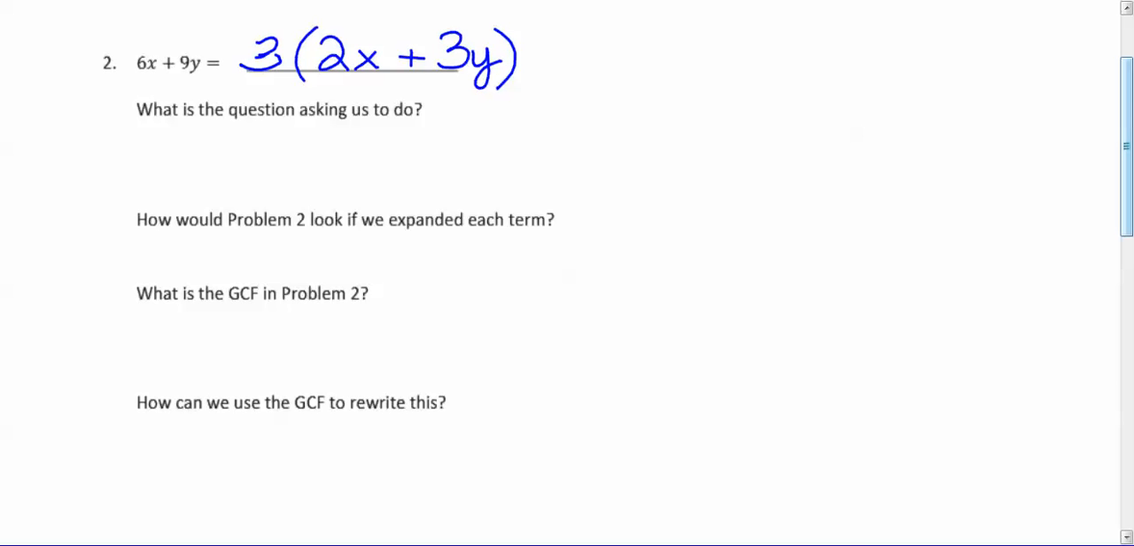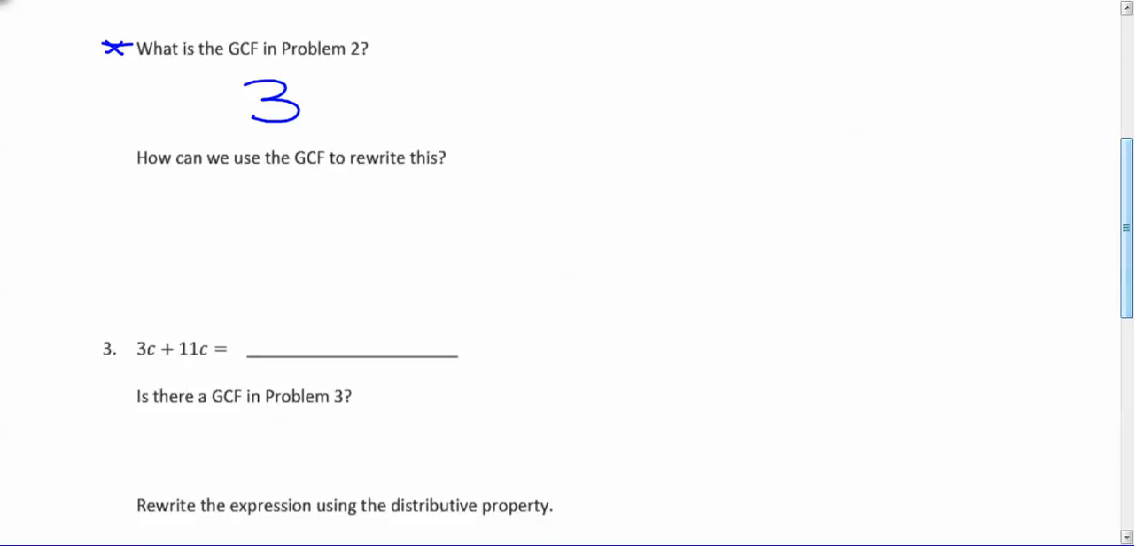All right, what is the greatest common factor of this problem? What's the GCF here, Colby? What number did we pull out in front? 3, yes. 3, good job. All right, let's go to the next one.